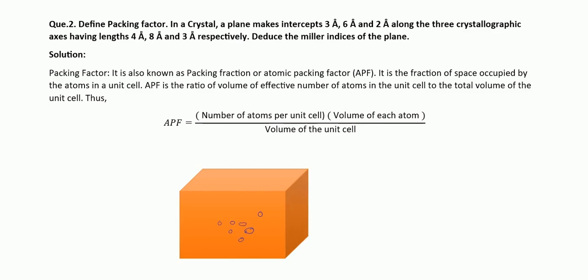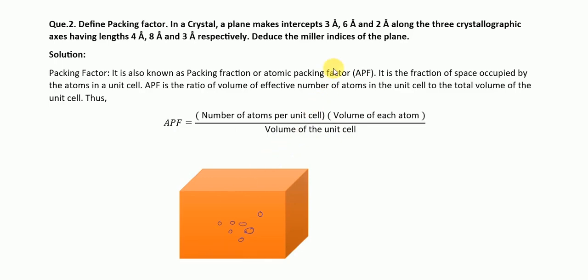So the APF, or the atomic packing fraction, is the ratio of the volume occupied by the atoms in a unit cell to the total volume of the unit cell, right? Mathematically we can express this as the number of atoms per unit cell multiplied by the volume of each atom, divided by the volume of the unit cell.